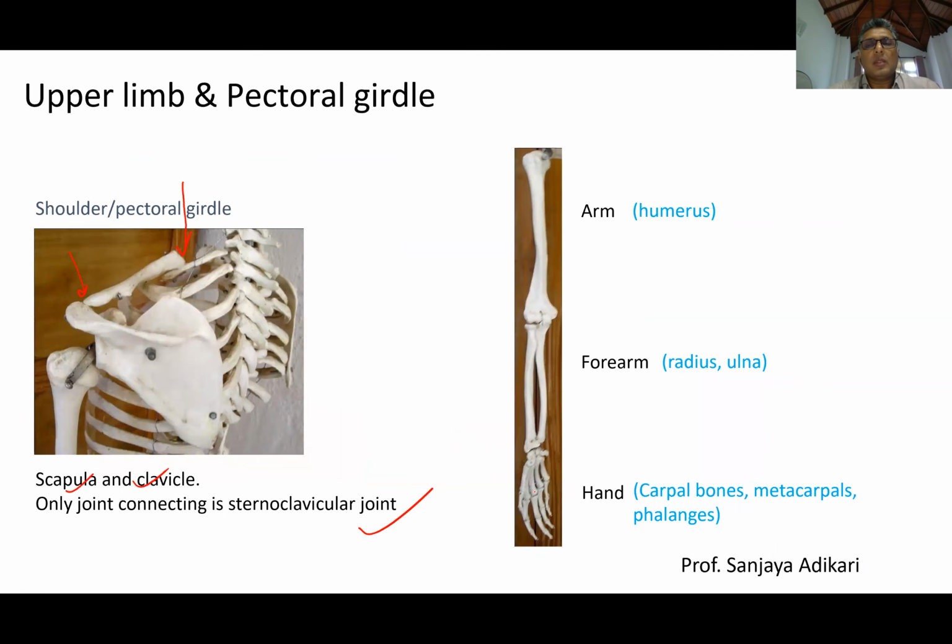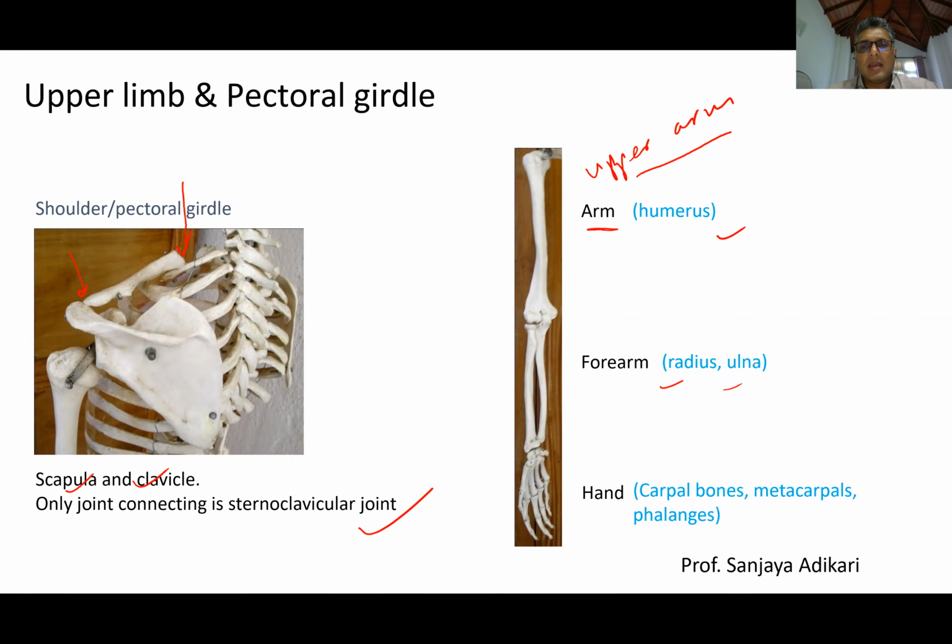Then coming back to the upper limb skeleton, which is well known to you, just to summarize it, this can be called arm or upper arm. Certain authors use the upper arm term. Then that consists of one bone, which is the humerus. Then the forearm has two bones, radius and ulna, radius on the lateral side and ulna on the medial side.